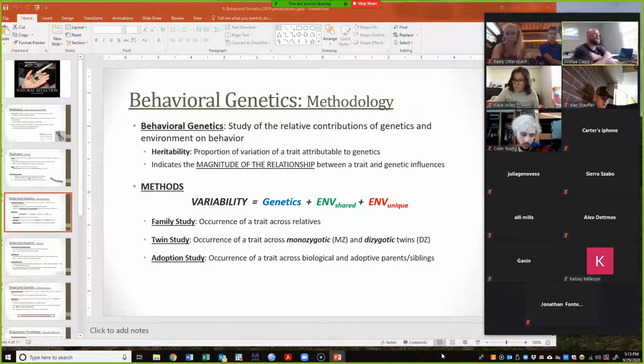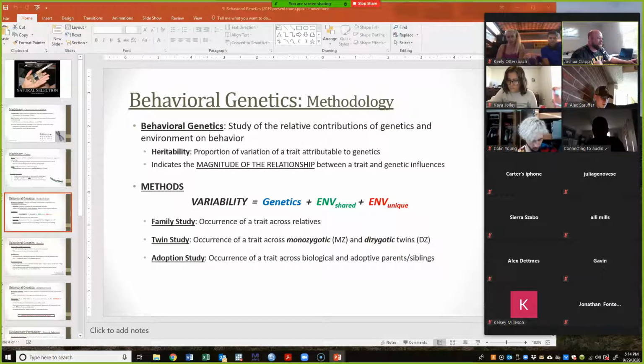So with a family study, we can see that things tend to run in families, but it's not so good at teasing apart what's genetics versus what's maybe an environmental factor. If I get a family study and it looks like things run in families, it might be genetics, but it could be environment as well. Okay. Questions about the family study?